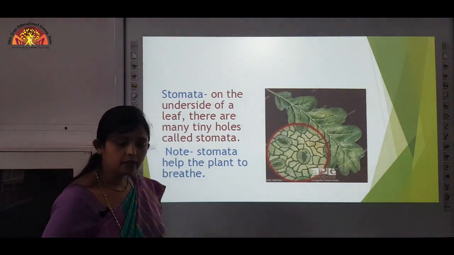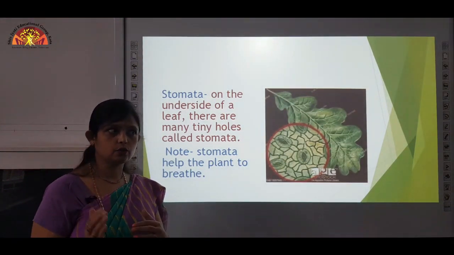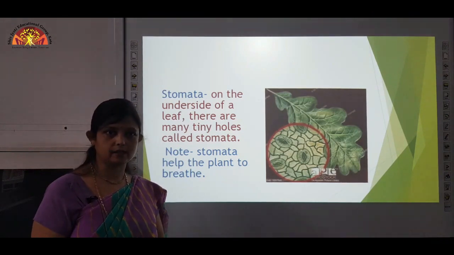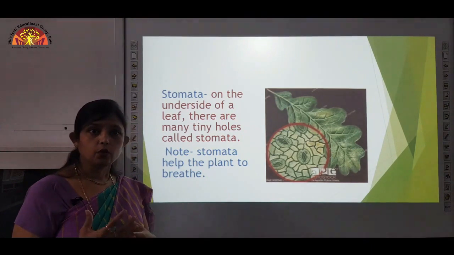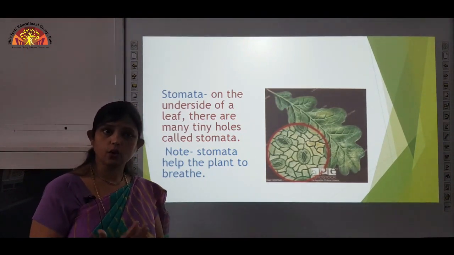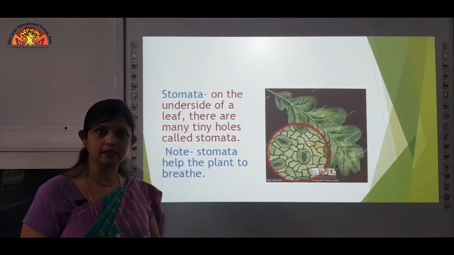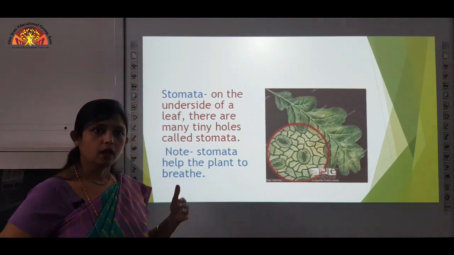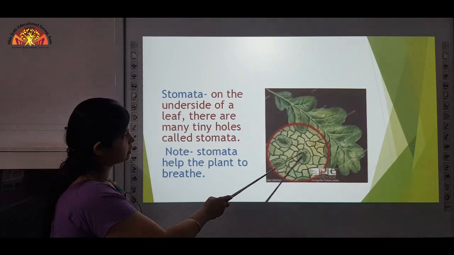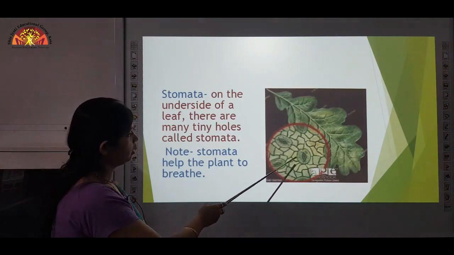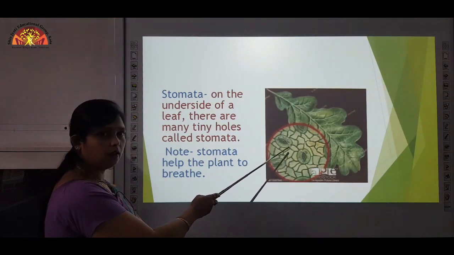Now children, they are so tiny, so minute that you cannot see them with your naked eyes. You have to use a magnifying glass or a microscope, then only you can see. But they are present on the lower side of the leaf, and you can see the diagram shown here. These are the pores or the holes which are present on the leaves.